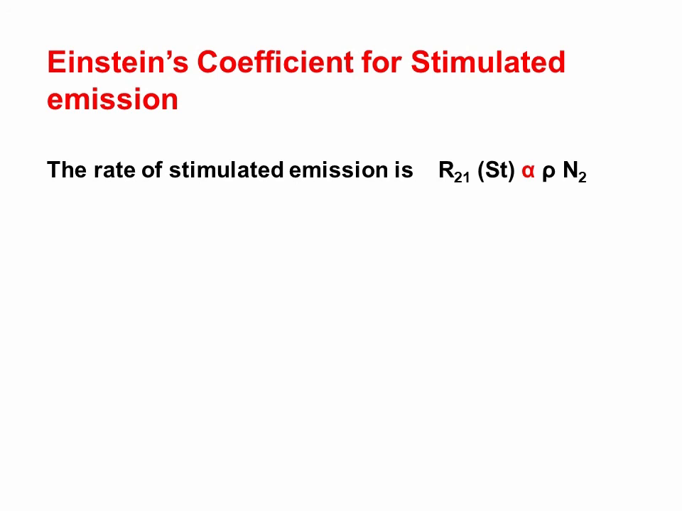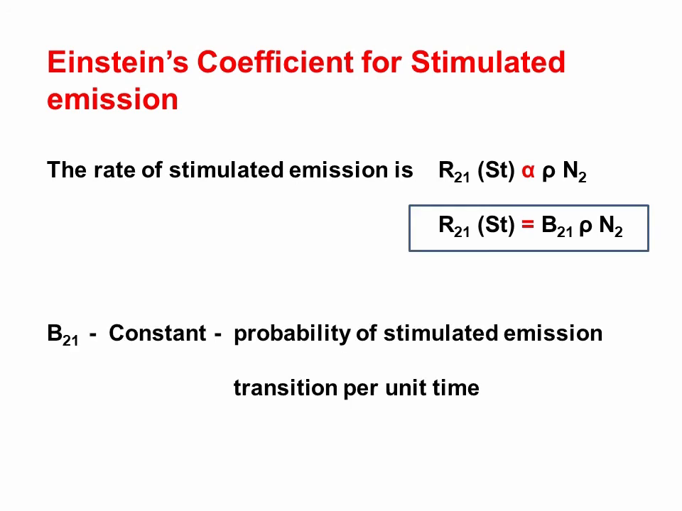After getting the mathematical expression by introducing a constant, R21 within bracket St is equal to B21 rho N2. Here B21 is a constant, which is known as the probability of stimulated emission transition per unit time. Thus, we got Einstein's coefficients A and B.